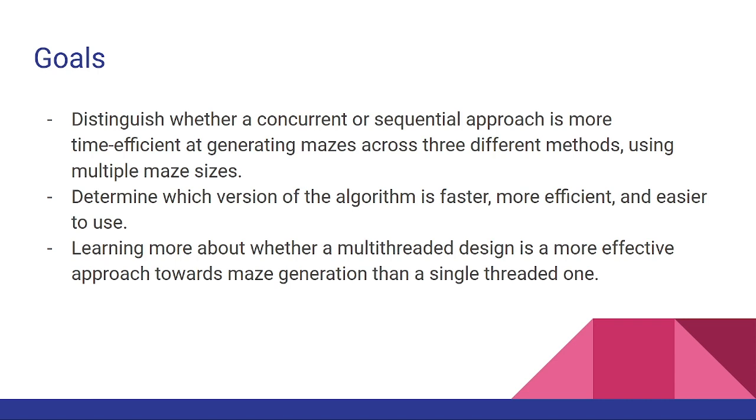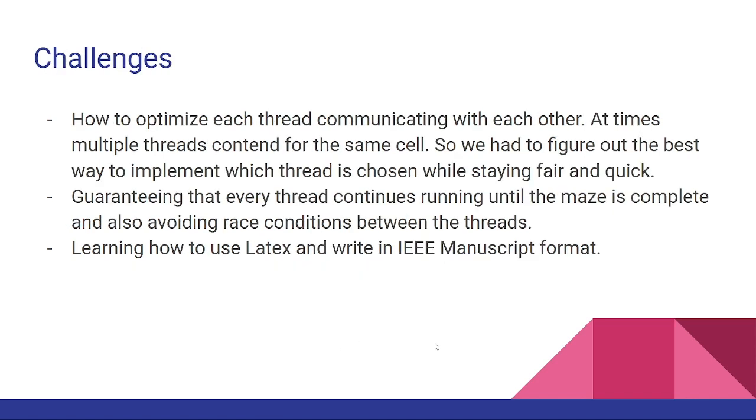Challenges for this project included finding the best optimized version for each concurrent algorithm. Oftentimes, threads would compete for the same cell despite our best attempts. Therefore, we had to brainstorm how each algorithm could be designed in a concurrent way and still be functional. Another challenge included threads ending before the maze had finished generating. Once those problems and other smaller race conditions were solved, our main challenges became LaTeX styling and formatting.